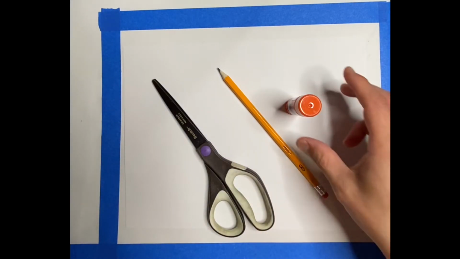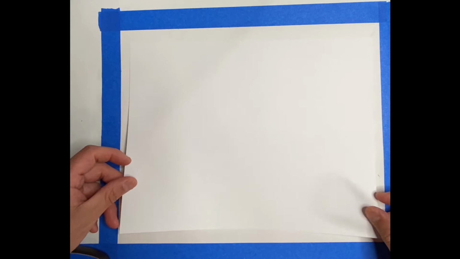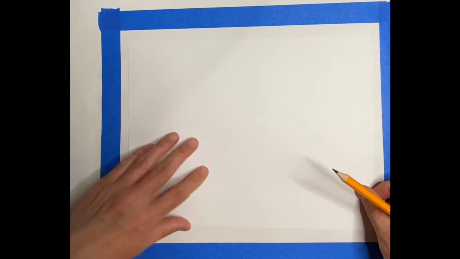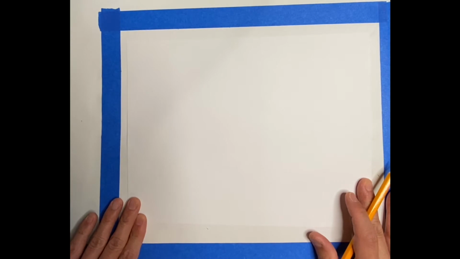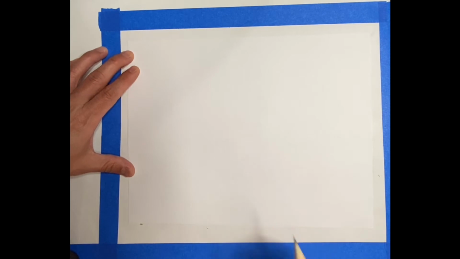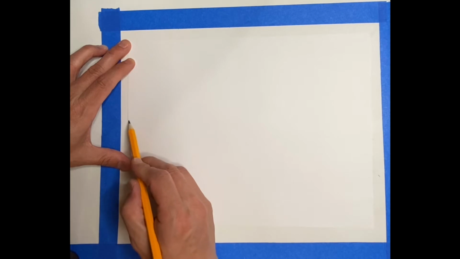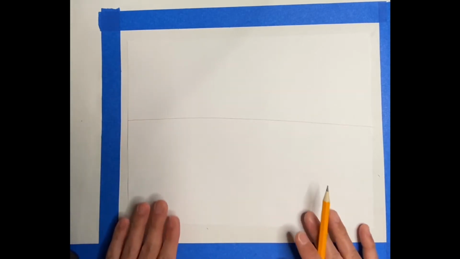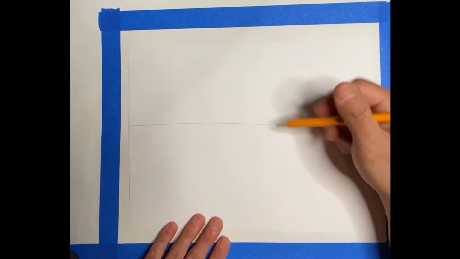But the first thing we're going to do today is turn our paper into landscape orientation, which means that the width is longer than the height. Some of you may call this hot dog orientation, but technically it's called landscape orientation because this is the way most landscapes or pictures of land are drawn. Then we're going to very softly draw a line across the middle of the paper from left to right, and we're going to call this our horizon line.